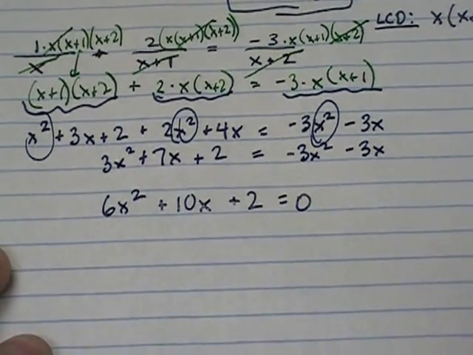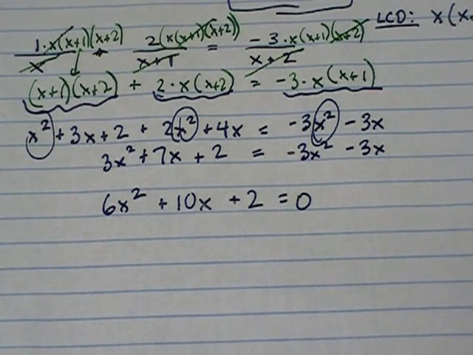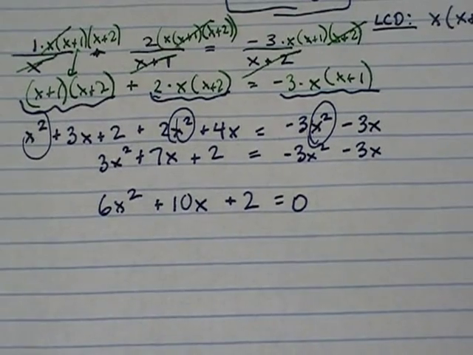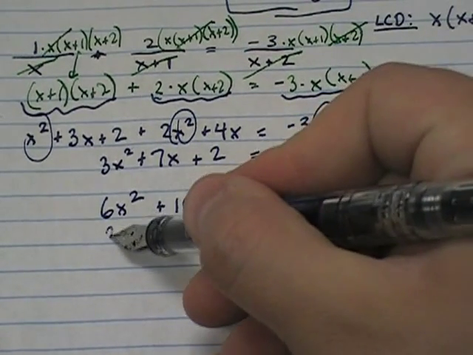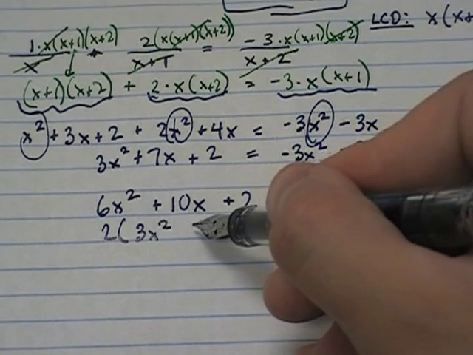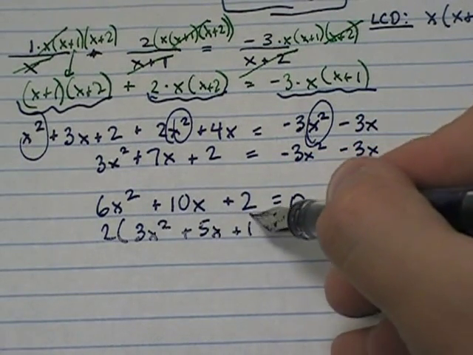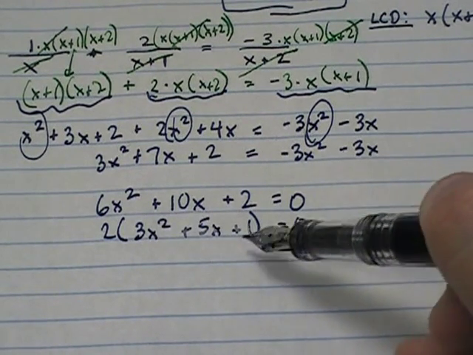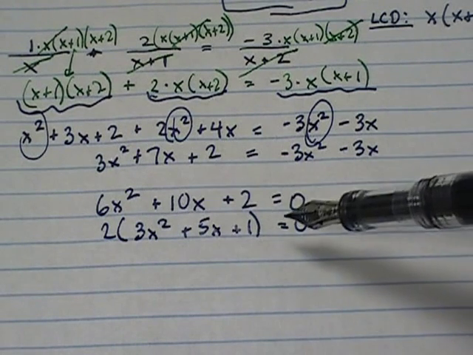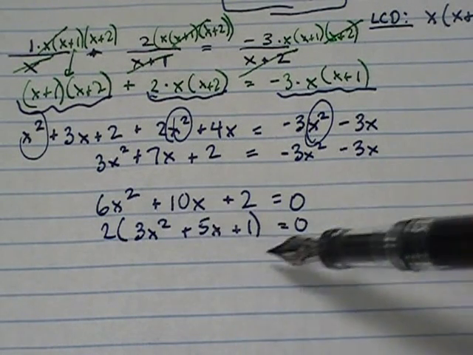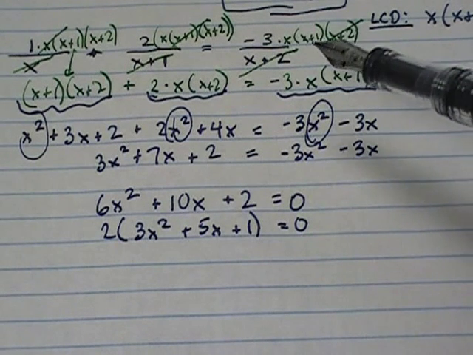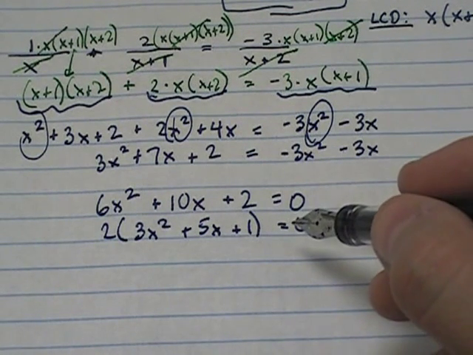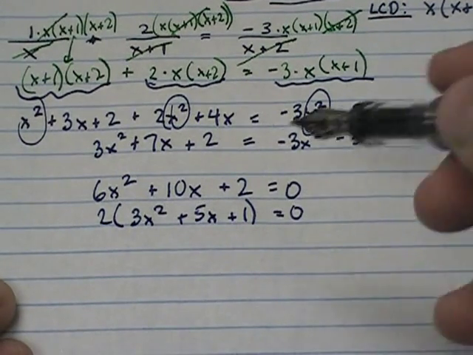And so we get 6x squared plus 10x plus 2 equals 0. You can try to factor this, and the first thing I notice is that 2 will go into all of these things. So I factor out a 2, and I'm left with 3x squared plus 5x plus 1. And 3 is a factor of 3 and 1, and factors of 1 are 1 and 1. And 3 times 1 is 3, and 1 times 1 is 1, and 3 plus 1 makes 4, not 5. And this doesn't factor. Well, if it doesn't factor, we have to use the quadratic formula.